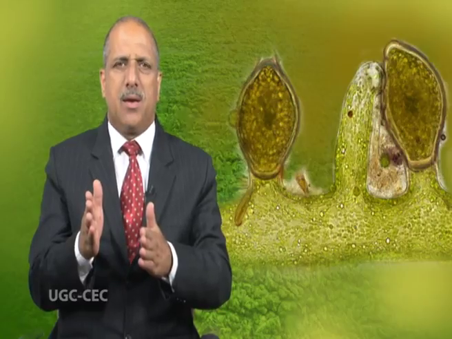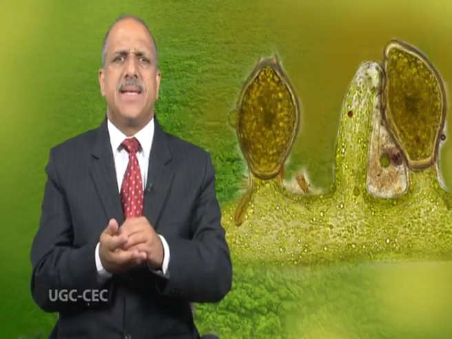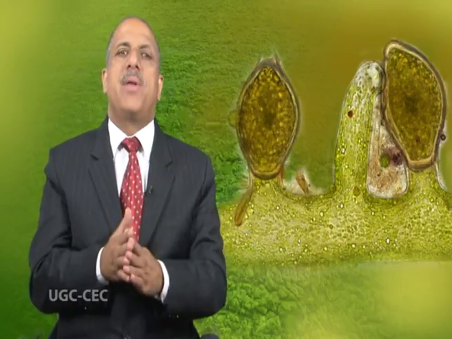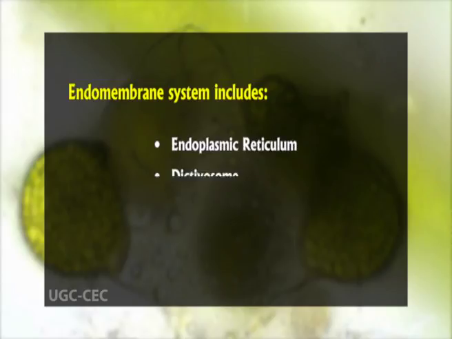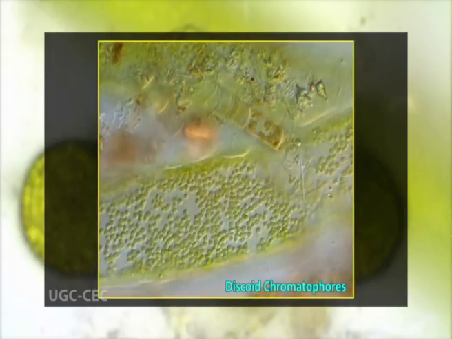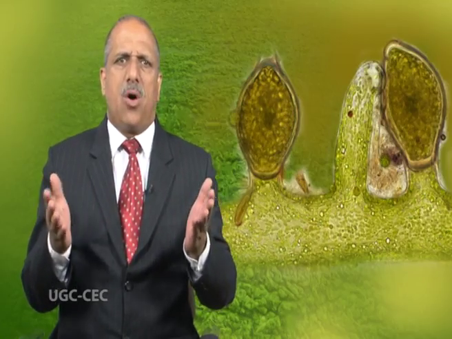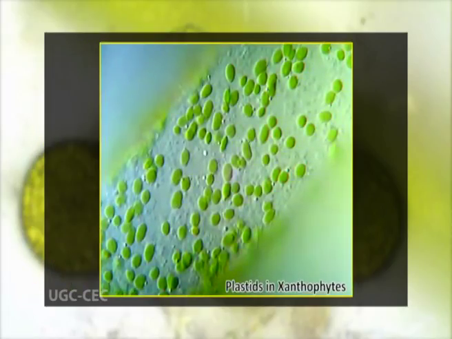Another important feature is their cells. The cells are eukaryotic, having plasma membrane, compartmentalized protoplasm and well-organized endomembrane system. Endomembrane system includes endoplasmic reticulum, dictyosomes, lysosomes, microbodies and other organelles. The chromatophores are discoid in shape and are numerous. The pyrenoids are absent or rarely present. Plastids are yellow-green in color.